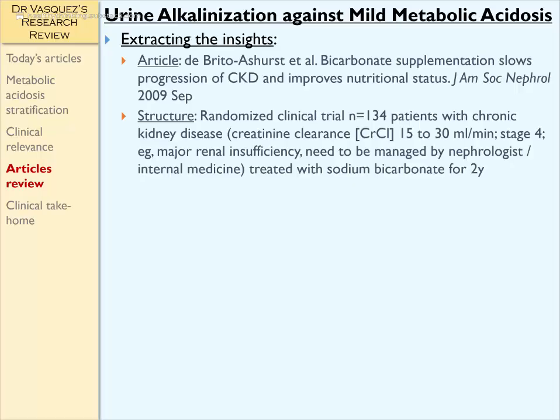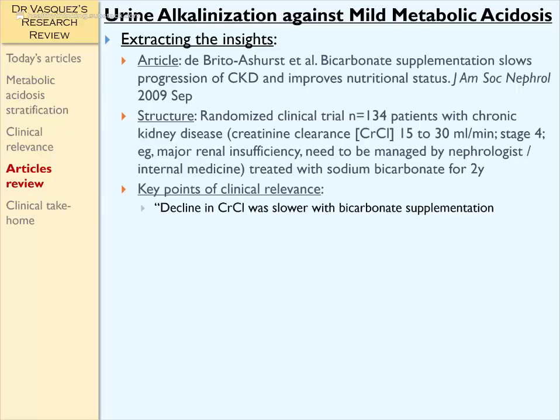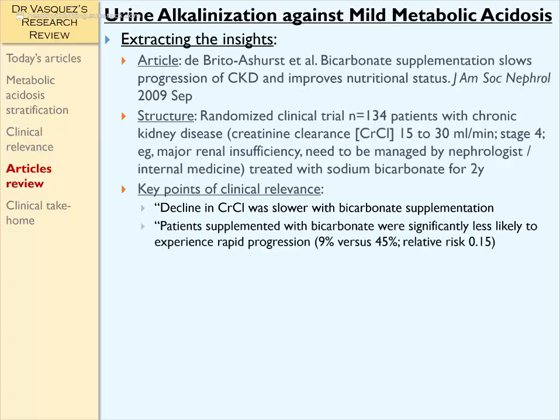These patients need to be managed by a nephrologist or internal medicine specialist. And in this study, they were treated with sodium bicarbonate for a period of 2 years. Key points of clinical relevance here: the decline in creatinine clearance was slower with bicarbonate supplementation. So again, alkalinization is helping to preserve kidney function. Patients supplemented with bicarbonate were significantly less likely to experience rapid progression to end-stage renal disease.